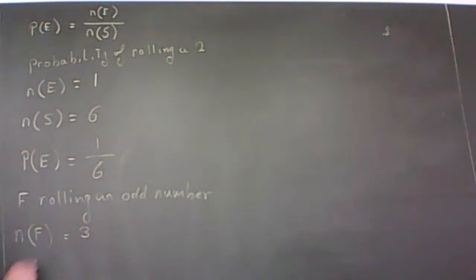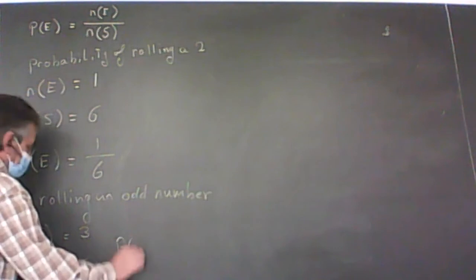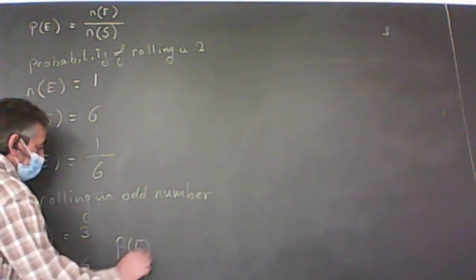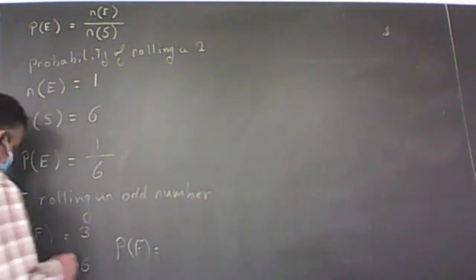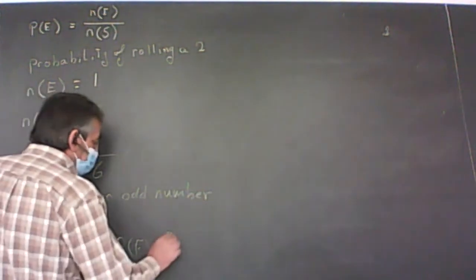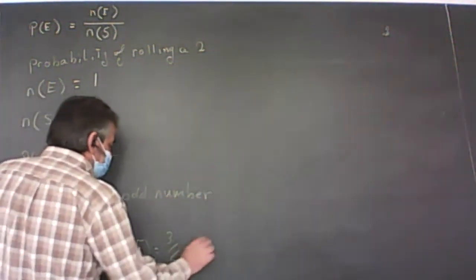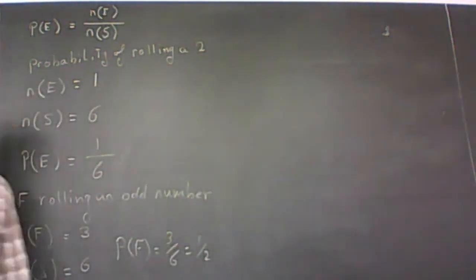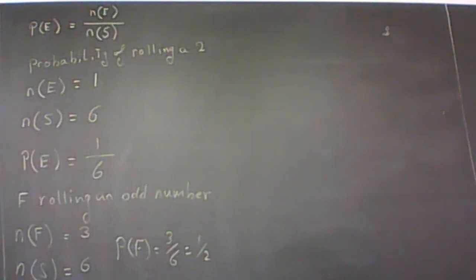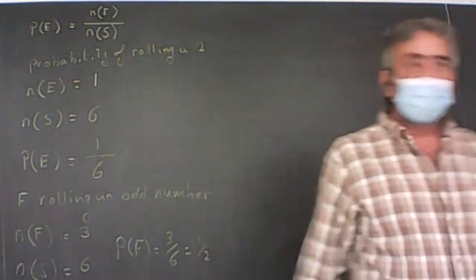Again, the number of sample space is equal to 6 because we have 6 different numbers. So the probability of F in this case is 3 over 6, which is equal to 1/2. Okay? So now we have this scenario.